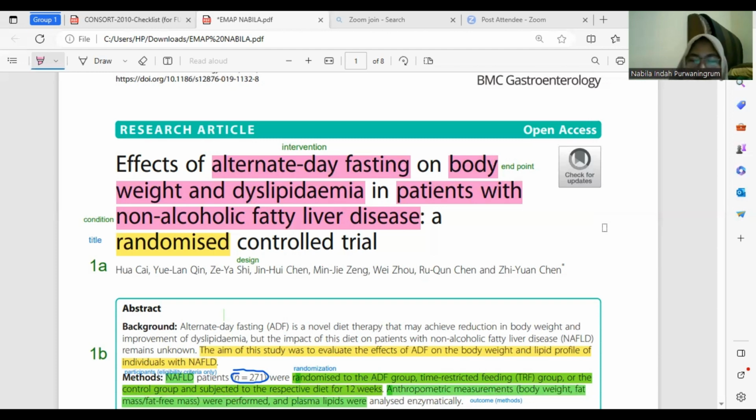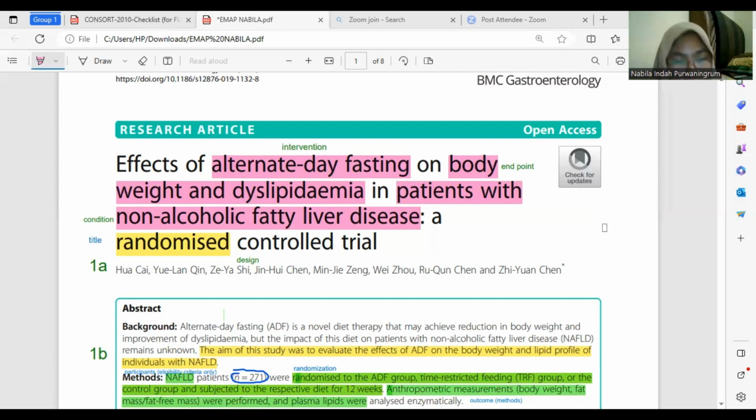Okay, so we are going to identify with the SPICE elements, that is an abbreviation from settings, population, intervention, condition, endpoint, and design. The first thing that we are going to identify is the settings. What is settings? The settings means where the research is being held. Unfortunately, in this title, it's not stated. There's no location in this title.